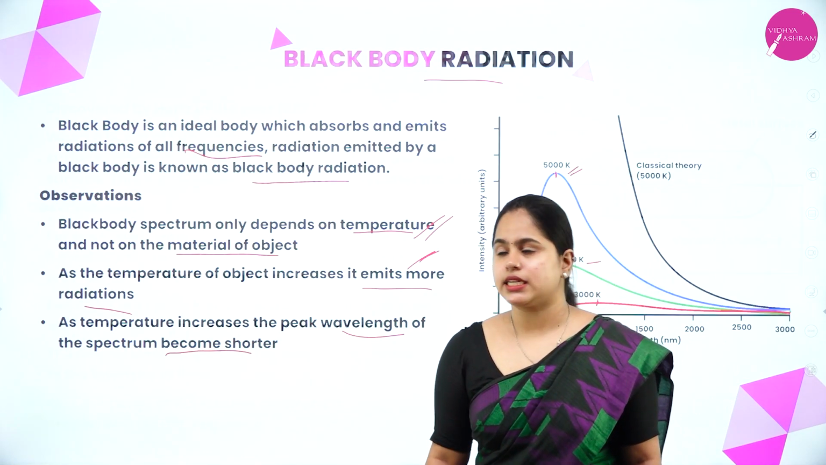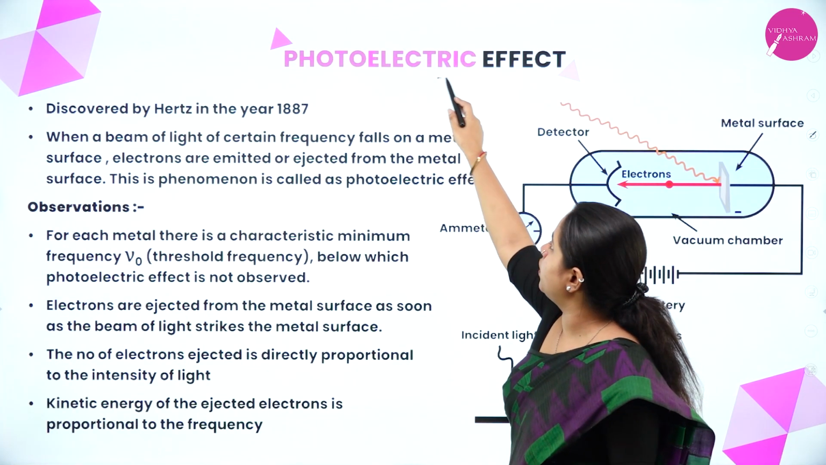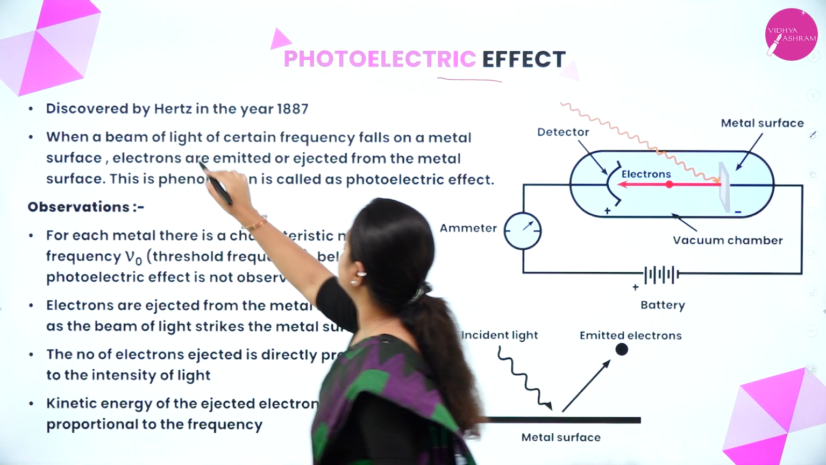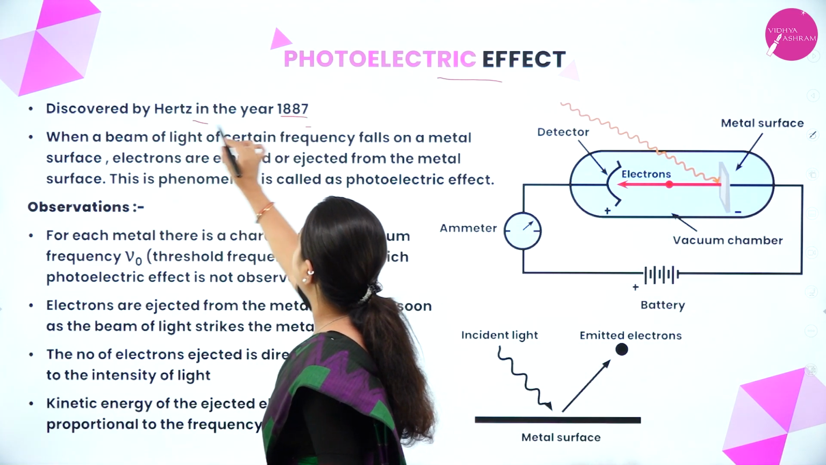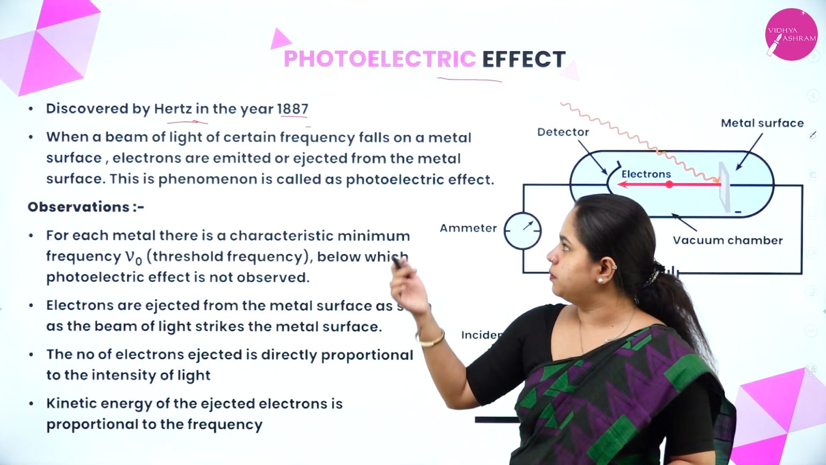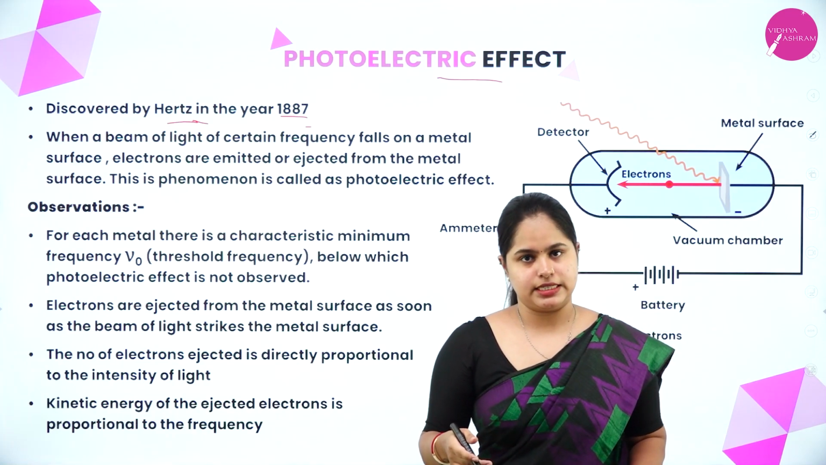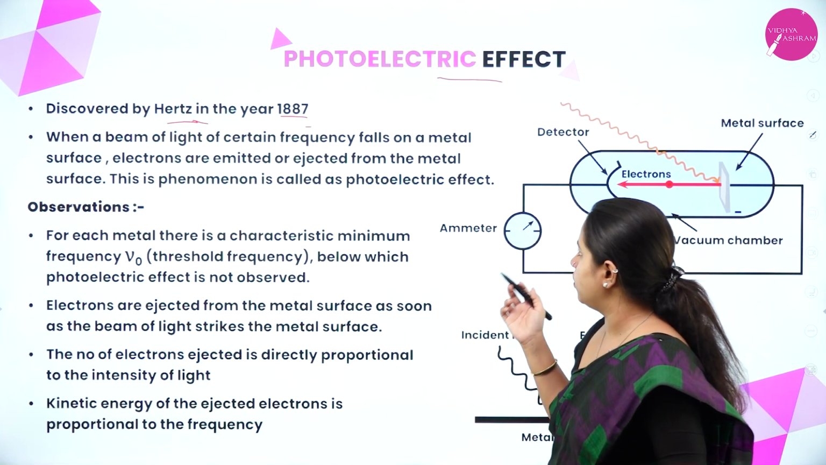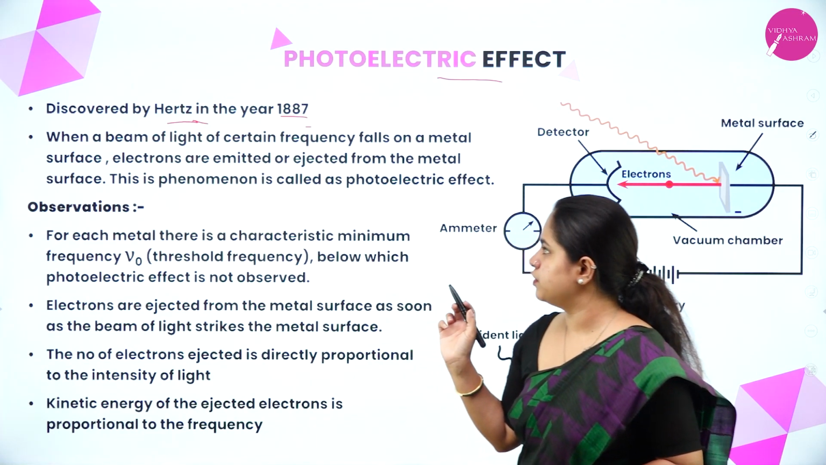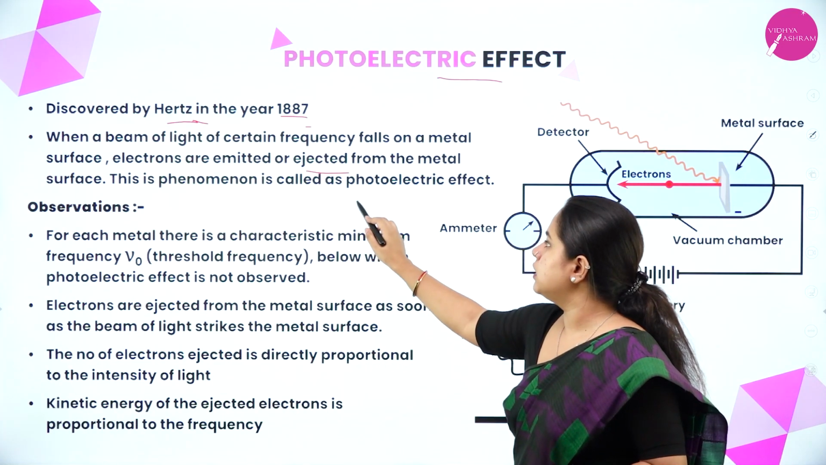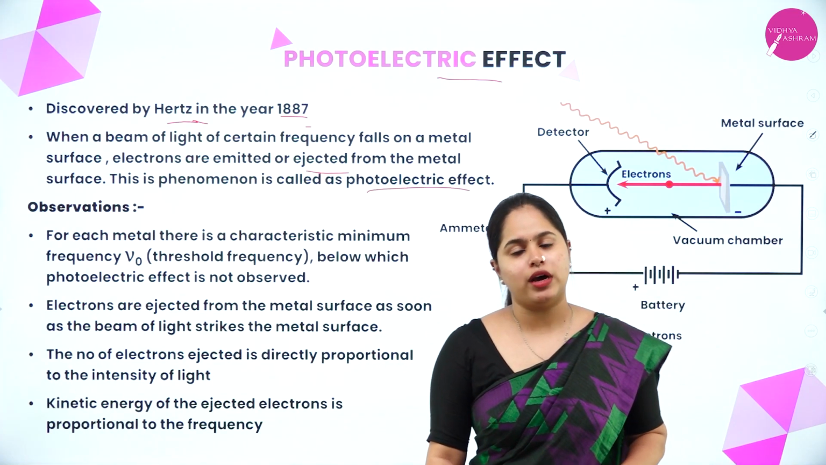Now, the next effect we are going to study is the photoelectric effect. It was discovered by Hertz in the year 1887. So, the photoelectric effect was accidentally discovered by Hertz in 1887. Let us understand what it is. When a beam of light of certain frequency falls on a metal surface, electrons are emitted or ejected from the metal surface. This phenomenon is called the photoelectric effect.